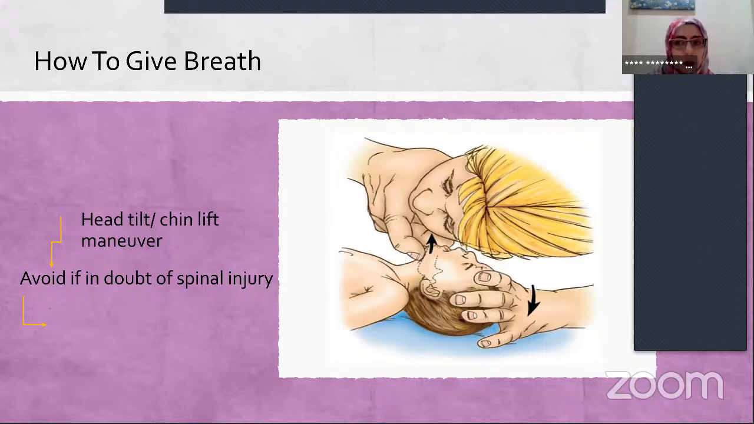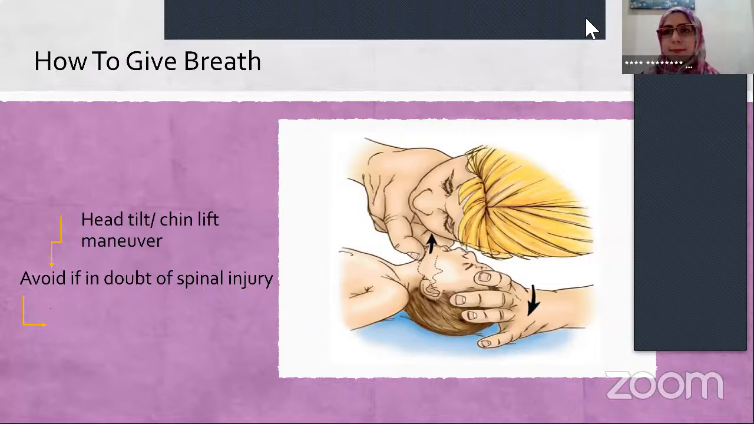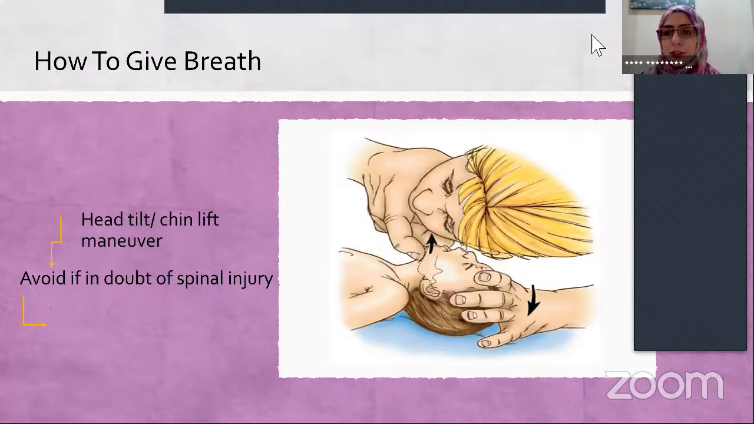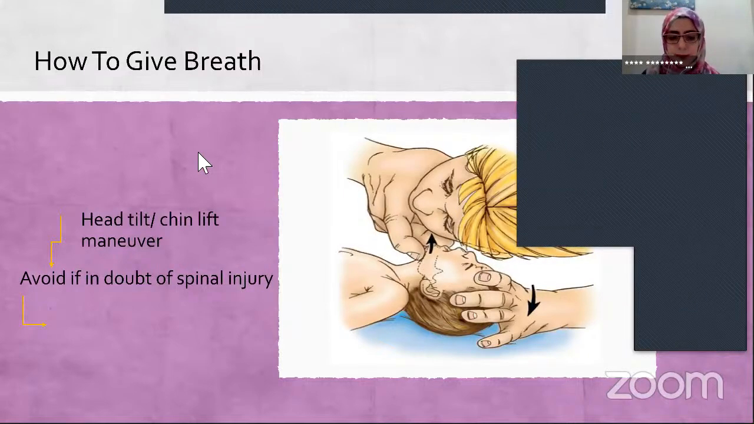What should we do if you're in doubt of a spinal injury in place of the head tilt chin lift maneuver? Can you tell me? We've got an answer here. Jaw thrust, right? Okay, fair. We should do jaw thrust.